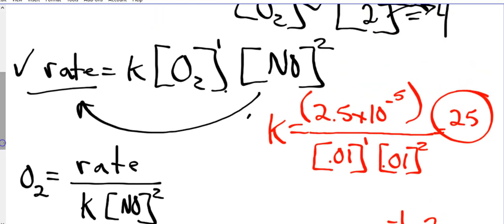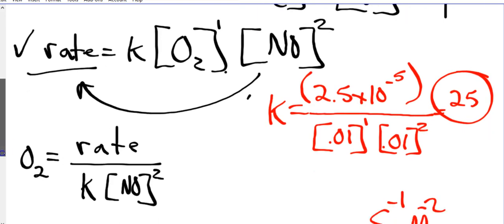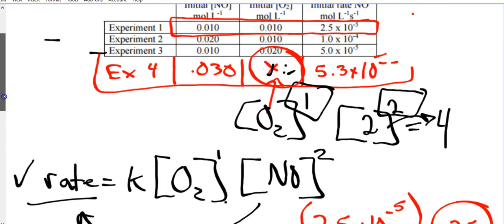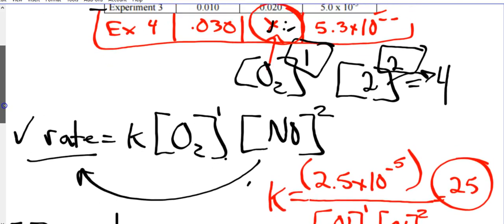So I just took these parts of the rate law and redid the algebra. This would be the concentration. And then I take the values from the fourth row and put them in. So 5.3, I've erased that.